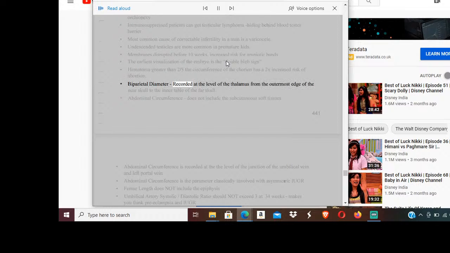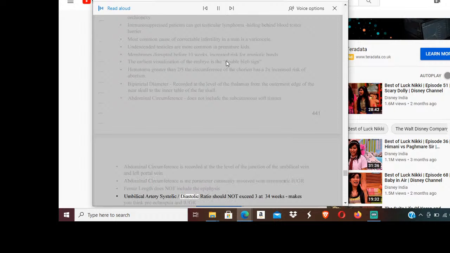Biparietal diameter is recorded at the level of the thalamus, from the outermost edge of the near skull to the inner table of the far skull. Abdominal circumference does not include the subcutaneous soft tissues. Abdominal circumference is recorded at the level of the junction of the umbilical vein and left portal vein. It is the parameter classically involved with asymmetric IUGR. Femur length does not include the epiphysis.